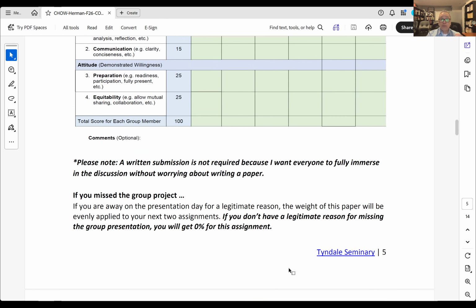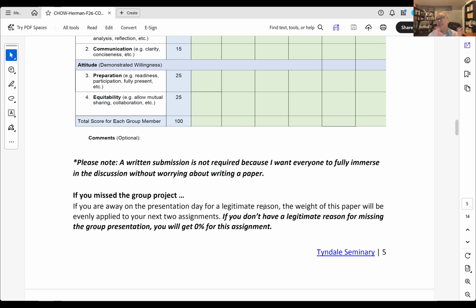Now, if you missed the group project for some reason, let's say you're away on the presentation day for a legitimate reason, the weight of this paper will be evenly applied to your next two assignments, which I'm going to talk about. But if you don't have a legitimate reason for missing the group presentation, you get 0 for the assignment. Usually legitimate reasons are around illness, usually with a doctor's note, or something legitimate.